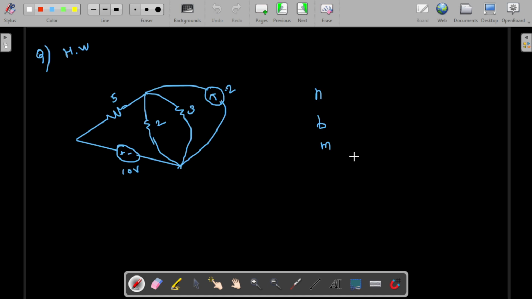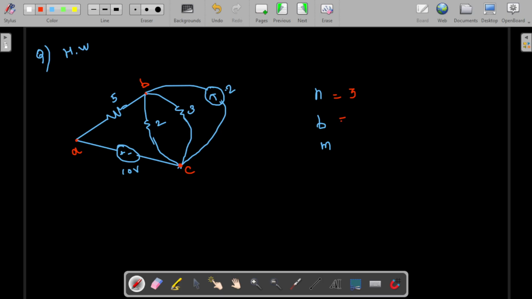Before that, let us solve the previous homework. I think everybody has solved this one. If you haven't solved it, please make note of it now. I think plenty of guys were able to solve it. So let us make the notes. This one is A, this one is B, and this one is C. So you see there are only 3 nodes.